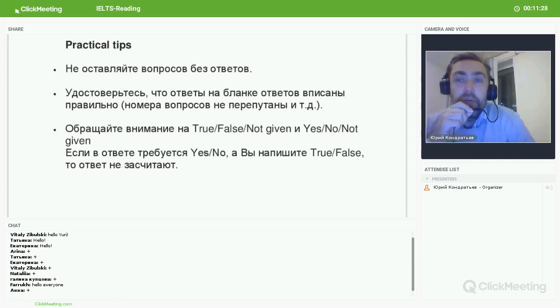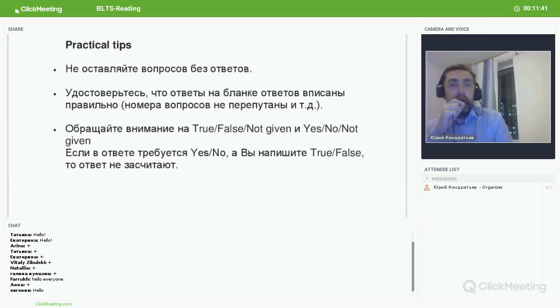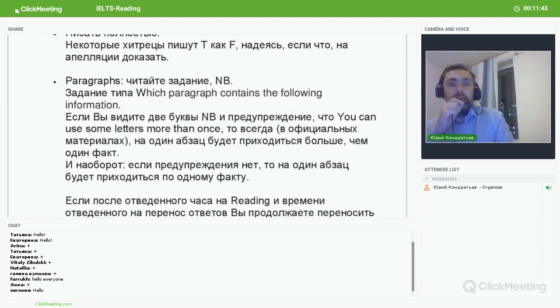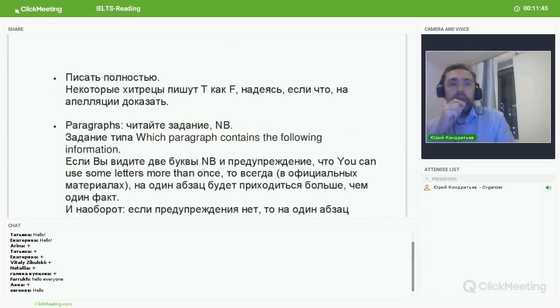Then sometimes the task says true, false, not given, and sometimes it's yes, no, not given. So pay attention to what you write, true or yes. If it's yes, no, then you should write yes, no. If it's true, false, then it's true, false. You shouldn't confuse yes and true. They're different answers. Sometimes my students ask me whether you can write T instead of true and F instead of false. Yes, you can, but it should be clear whether you write T or F.